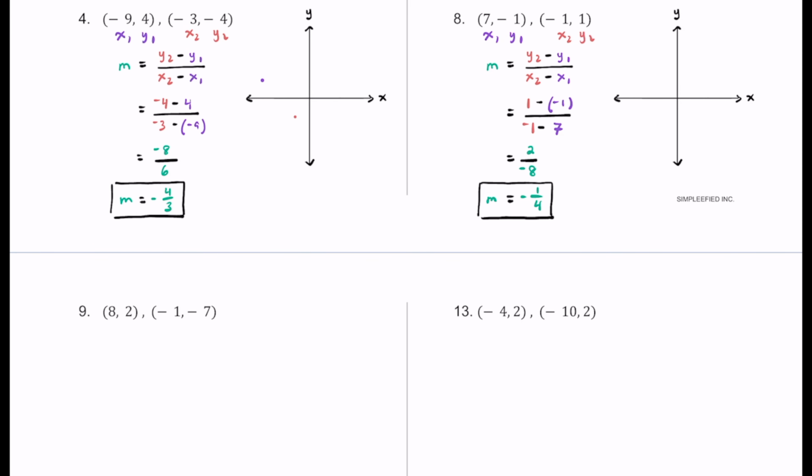Visually, just checking this, 7 comma negative 1 would be somewhere in quadrant 4, like here. And then for the negative 1 comma positive 1, that would be in quadrant 2, somewhere like right here. And if you go ahead and connect those, we do have a gradual negative slope.